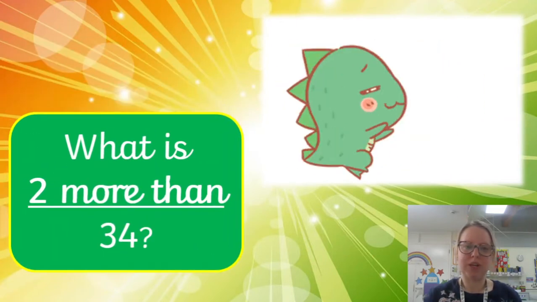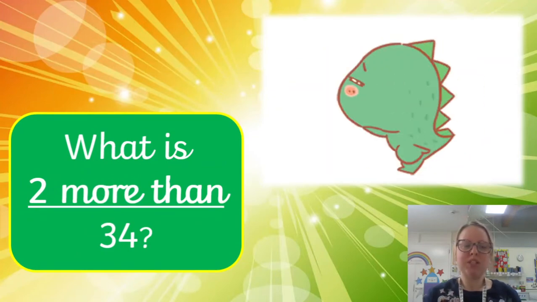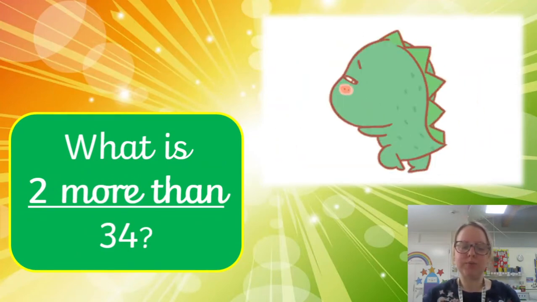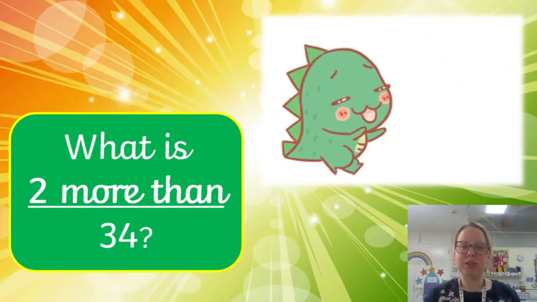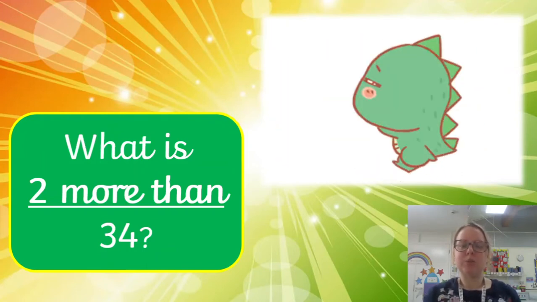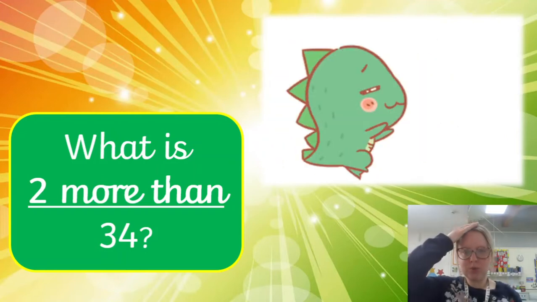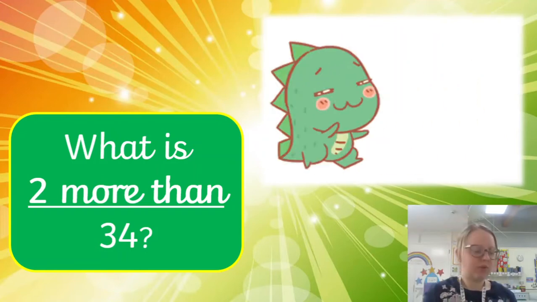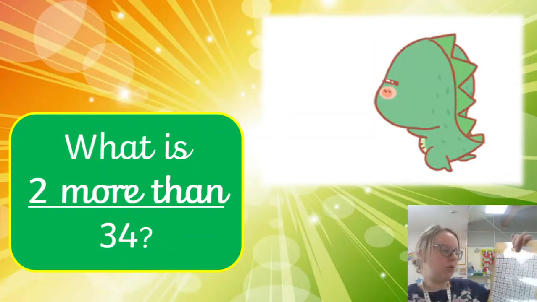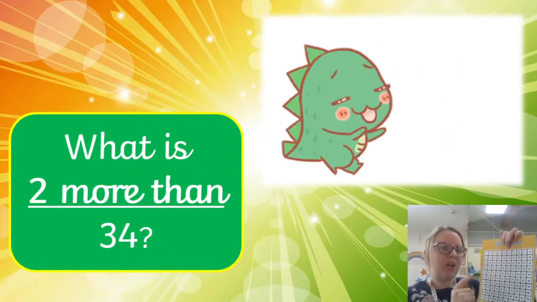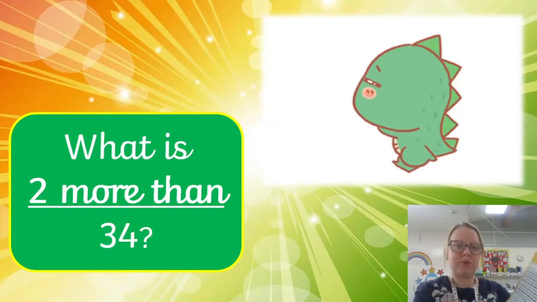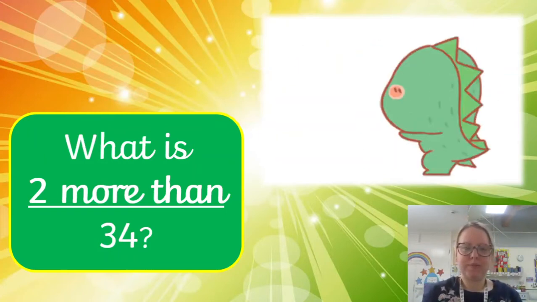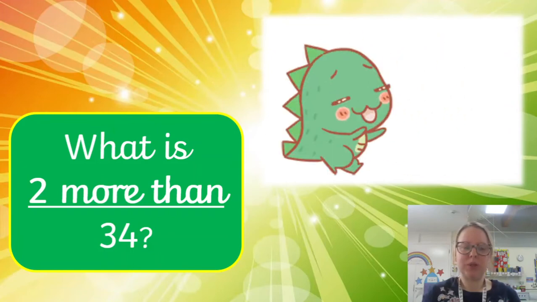Okay, our next question says, what is 2 more than 34? So to work this out, you can put 34 in your head and count on 2, or you can find 34 on your 100 square and do 2 jumps to find the number. Okay, write the number down in your book.